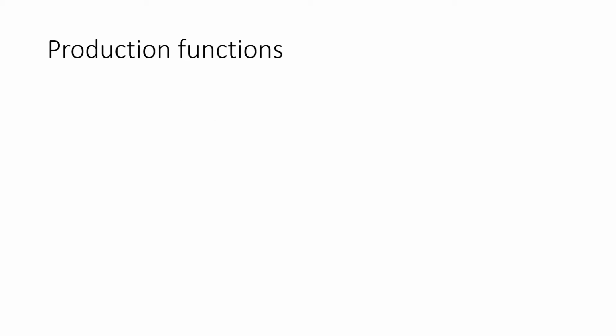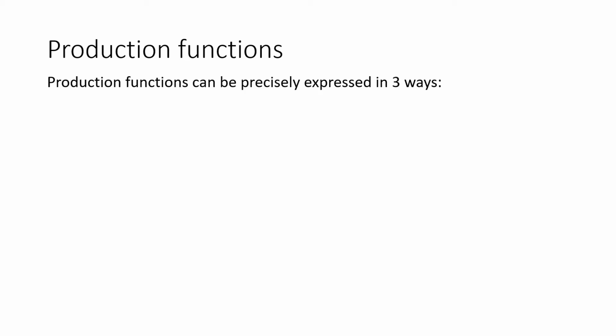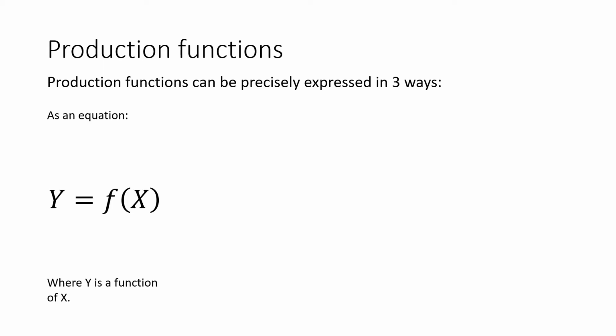In order to analyze the Malthusian model, we need to first begin with production functions. These can be expressed in three different ways. The first is an equation. We have y equals f of x, where y is a function of x. In this case, think about y as our output, and x as our input. So maybe we input laborers, and as a result, we receive some sort of wheat or grain.